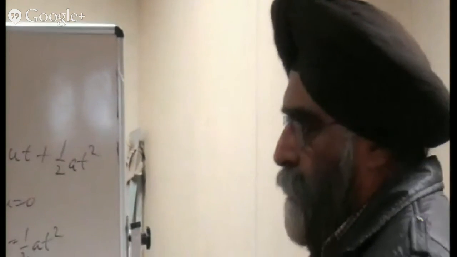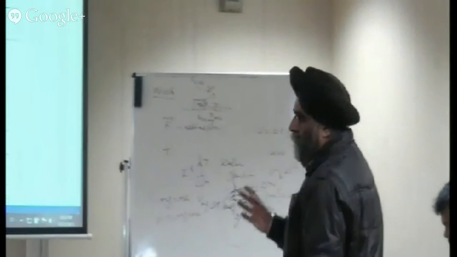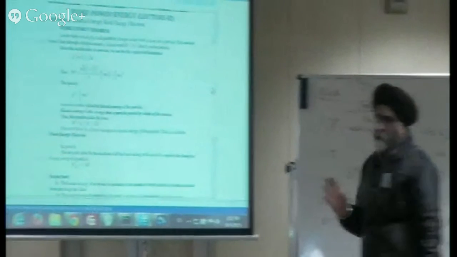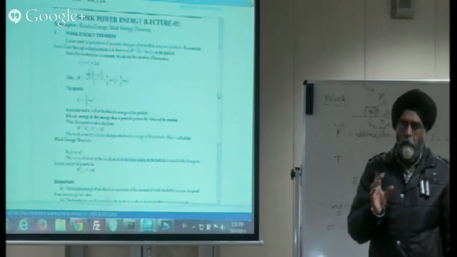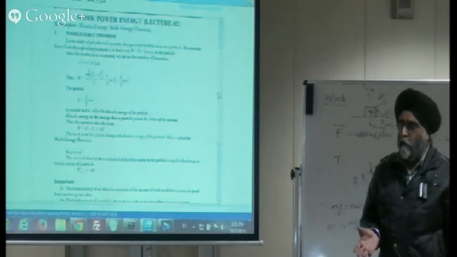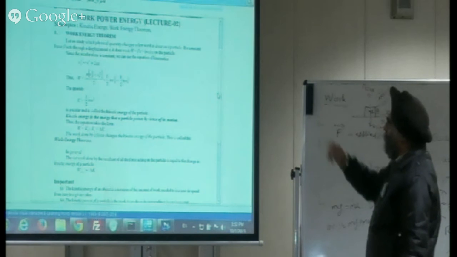So let's take the simpler case when the body was at rest. As the force was applied, there was a displacement, so the body comes into motion. We want to see that when the work is done, what is the quantity or physical property of the body which actually changes. To find that out leads to a very important theorem, the work energy theorem.